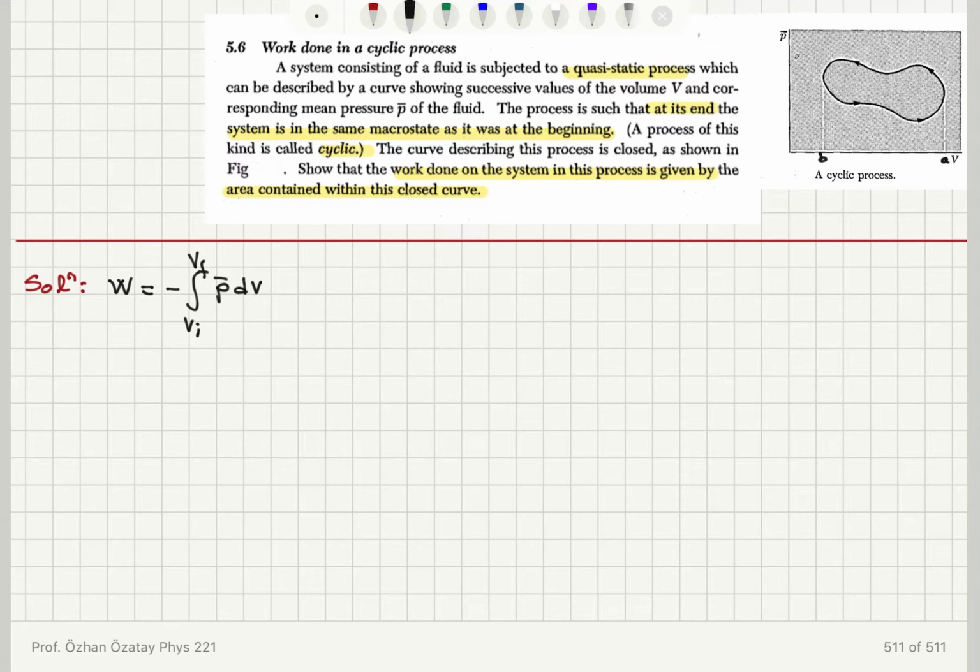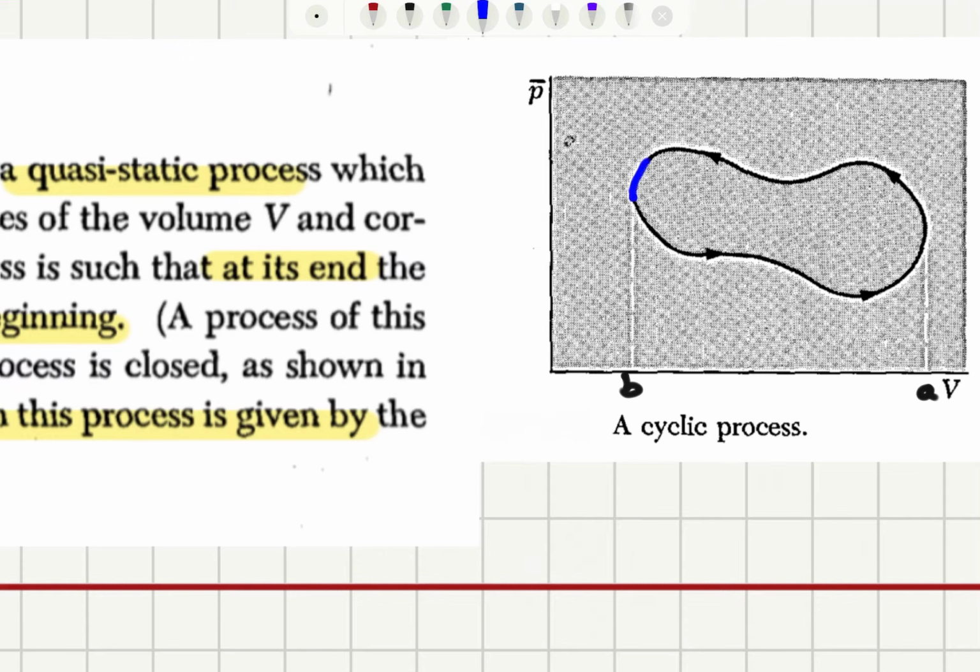So I can think of the process as the work done in going from A to B following the upper curve. So this is going from A to B along this path, and then I can return on the red curve from B to A. So this is going back, and this is going forward to point B.